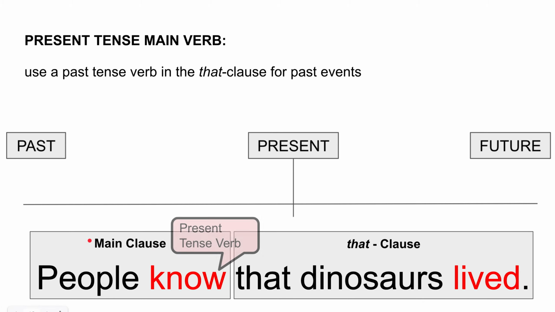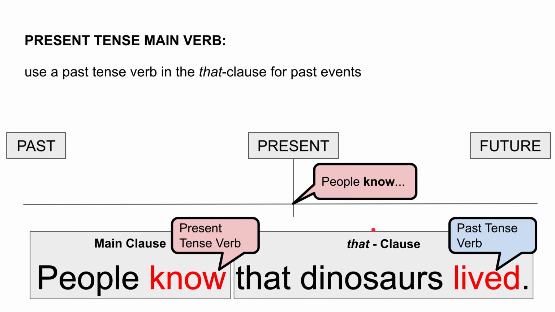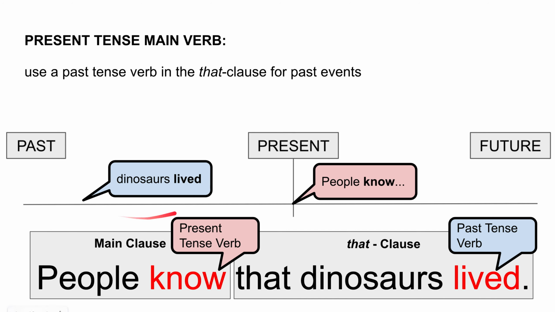So again, people know, it's a present tense verb. It's my mental activity in the main clause. That dinosaurs lived, it's a past tense verb. What does this mean? It means that in the present, people know that sometime in the past, dinosaurs lived. So here's my mental activity occurring in the present: people know. What is this knowledge? In the past, dinosaurs lived.